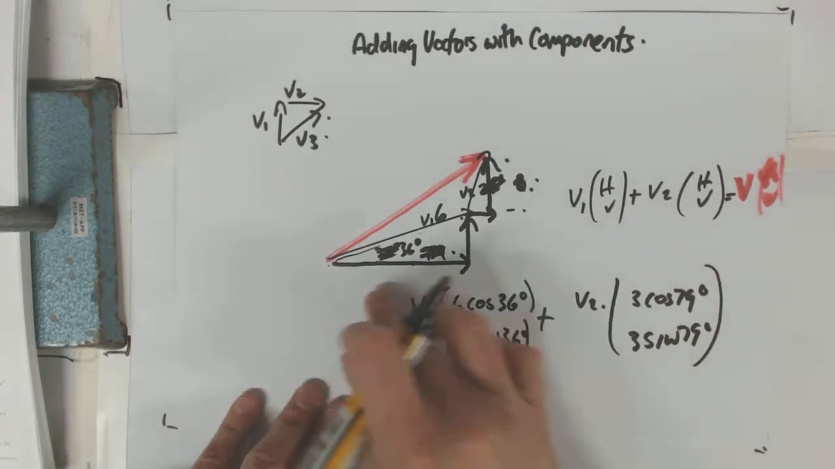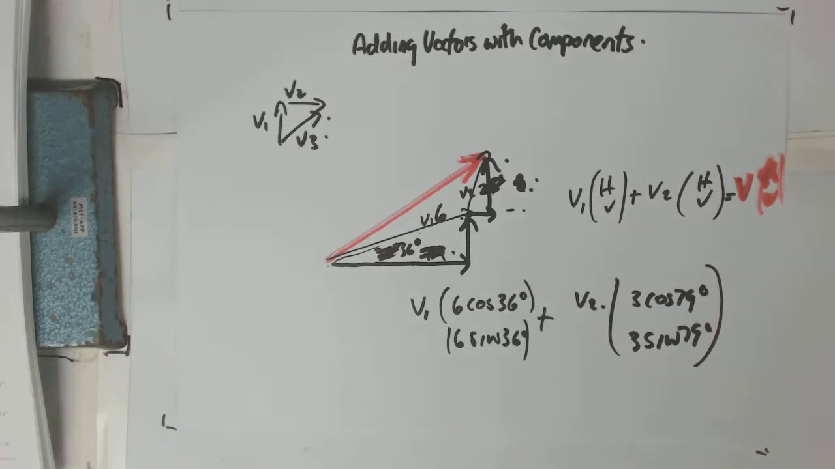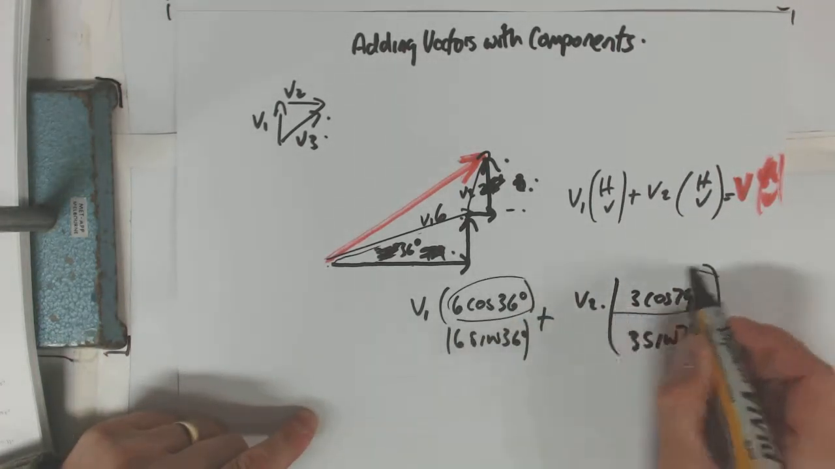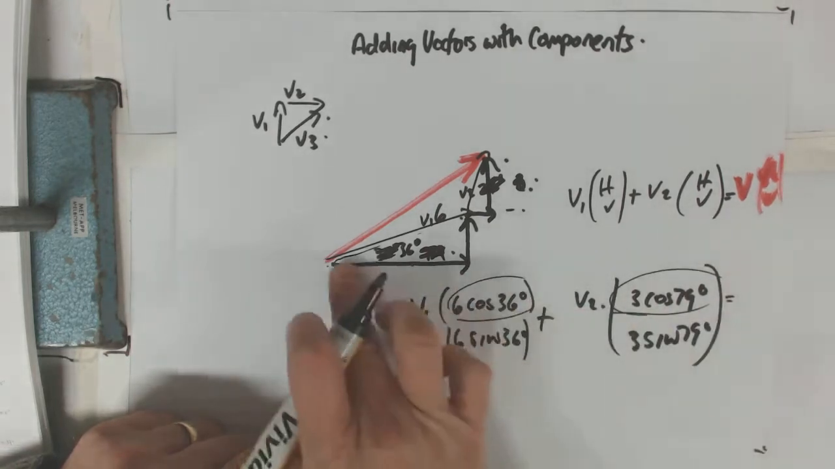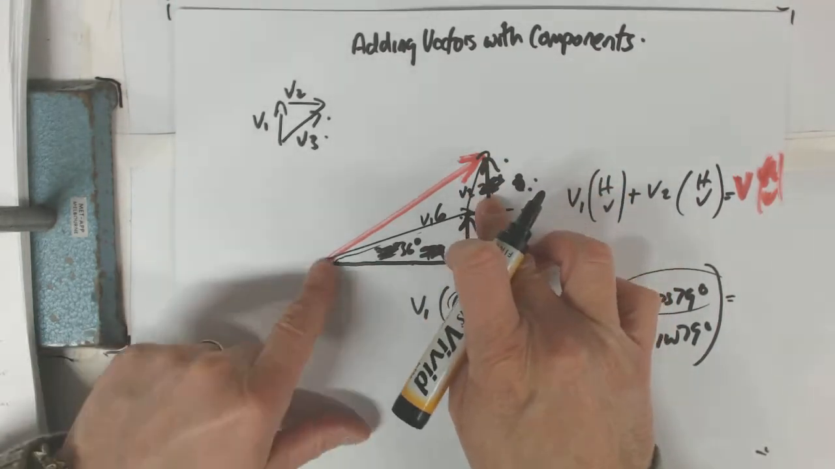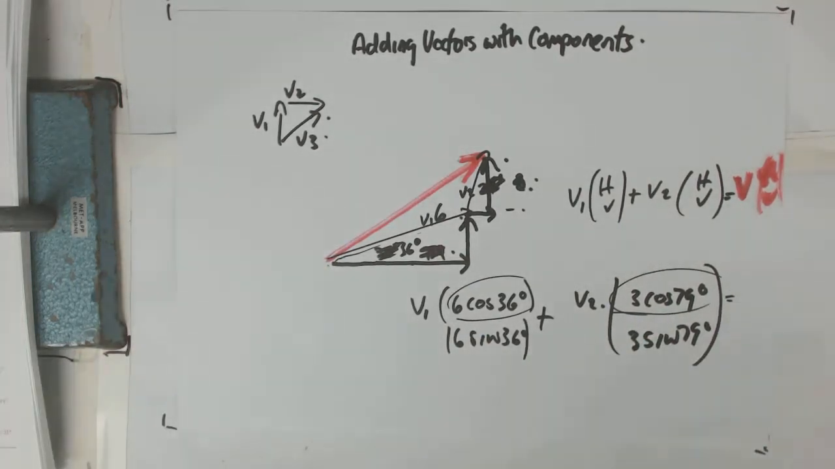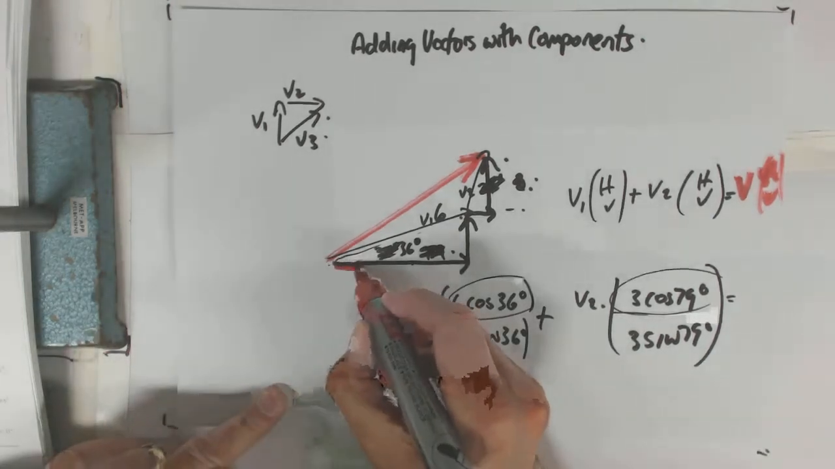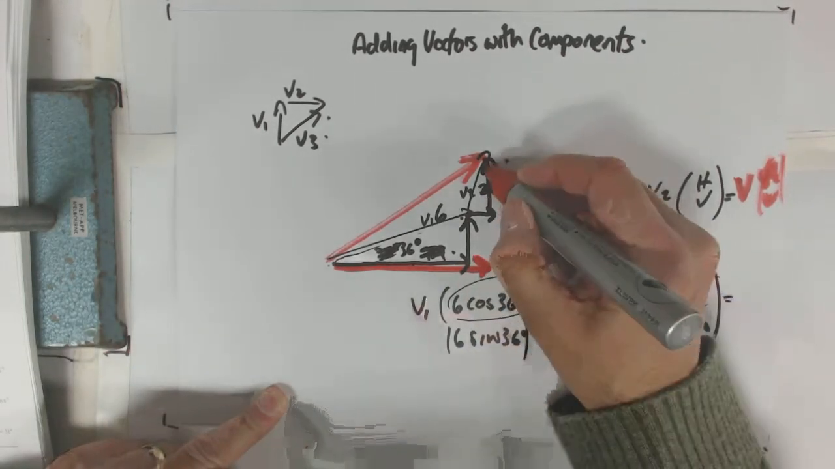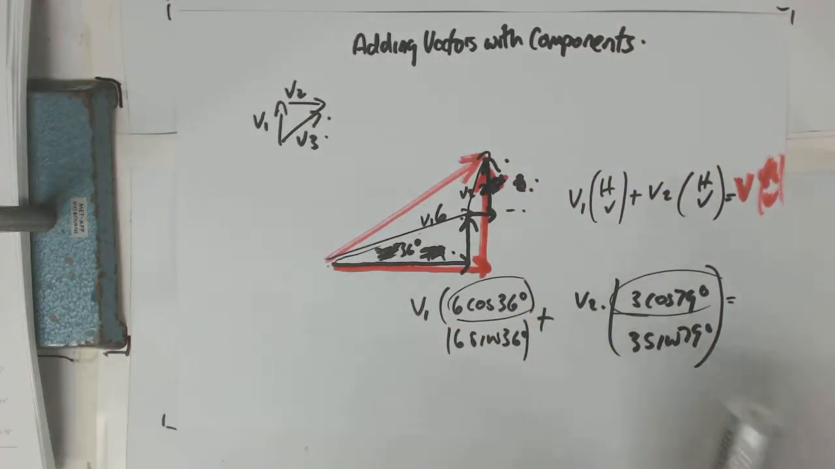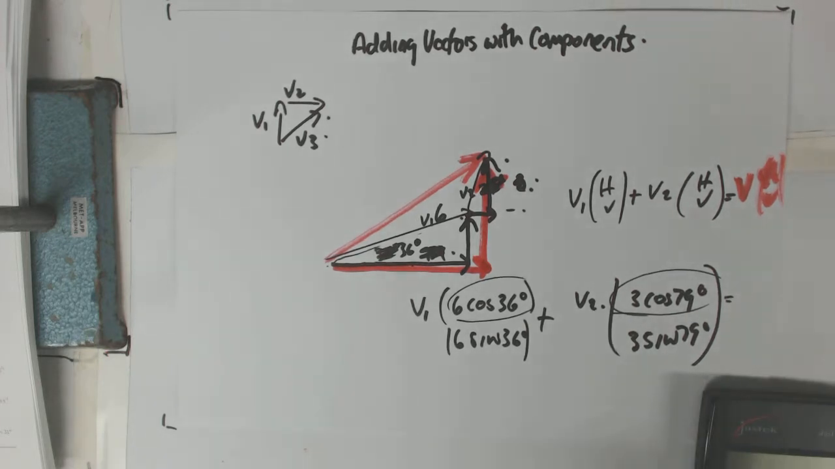So if we want to add these components, we just do it on our calculator. We add these, and we get the horizontal component for the red vector. And we add these, and we get the vertical component. So we're going to end up with two components for the red vector, that and that. You just do this on your calculator.